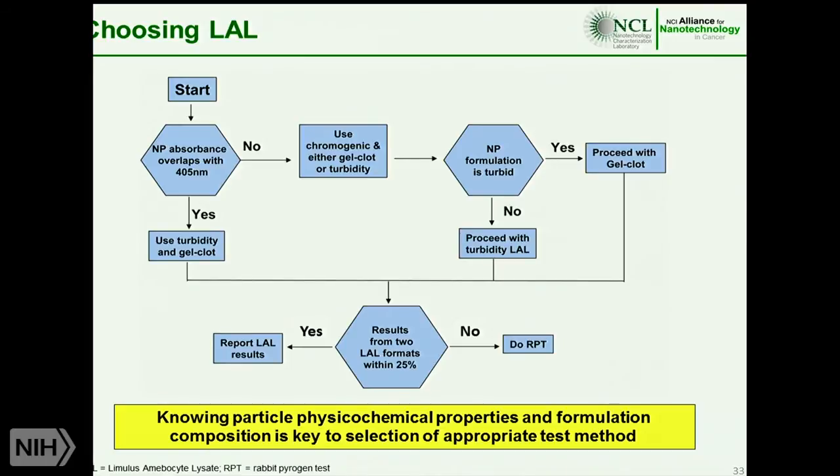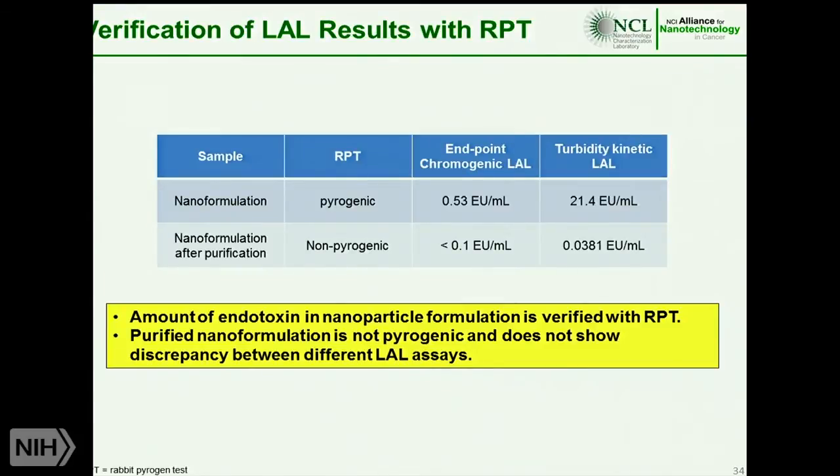If results from two different LALs are in agreement, then we report LAL results, but if they are in disagreement, then we use biological assays such as the rabbit pyrogen test or macrophage activation test to verify LAL findings. This approach is very useful in many cases, and this is one of the examples.